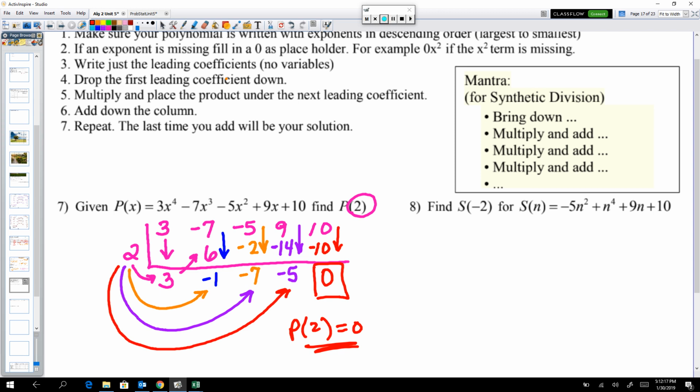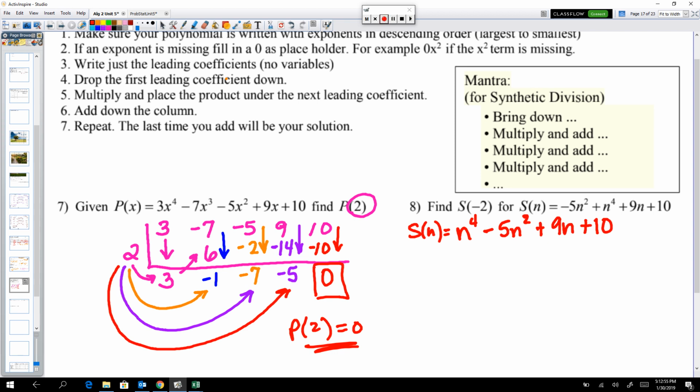Let's try it another time. But let's take a look at number 8 because we might have some things to check out for. Remember the steps 1 and 2 we had to check for some things. First of all, is everything written in descending order? Hopefully you yelled, no, it's not. It's not in descending order. So we need to place it in descending order before we get started. So n to the 4th should be first, and then the next one in line is negative 5n squared, and then positive 9n, and then plus 10. So that's a rewrite of s of n, that function, in descending order. So now we're good there.